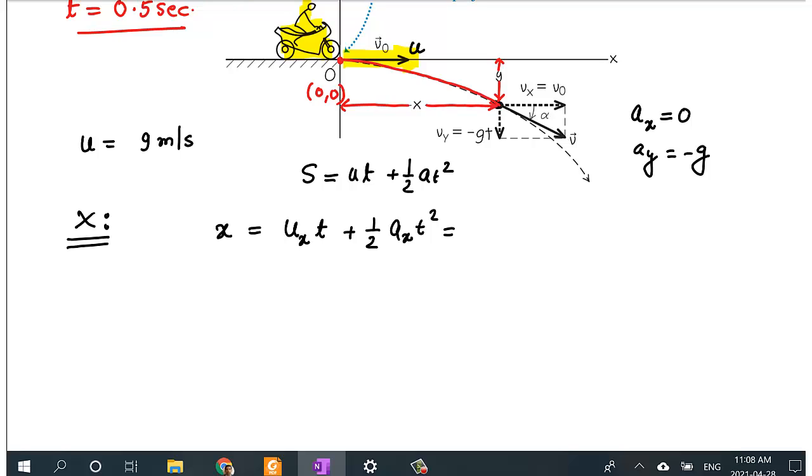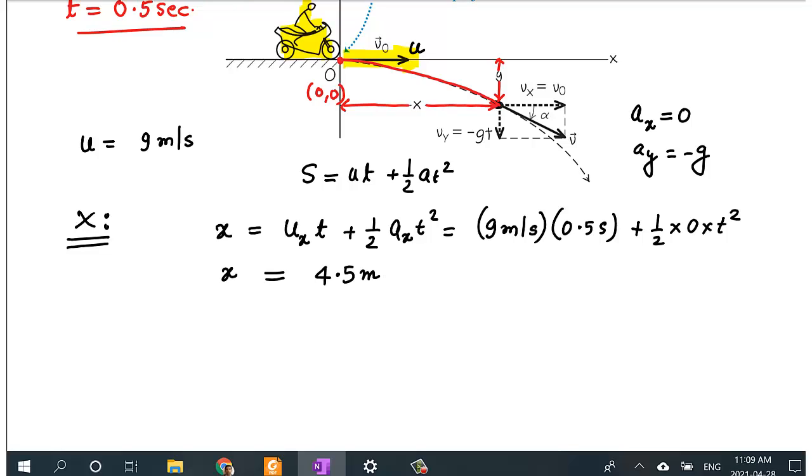So in the x direction the speed is 9 meters per second and the time given is 0.5 second, and the acceleration in the x direction is 0. So the second term becomes simply 0. So this is 4.5 meters. So the x coordinate, now I know, is 4.5 meters.